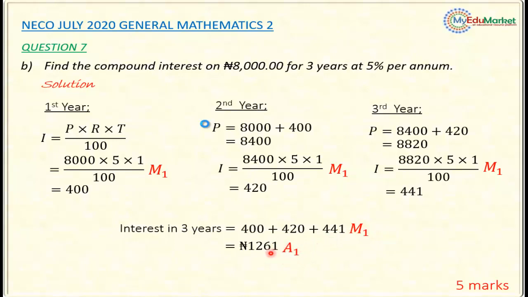After you add, you get 1,261 naira exactly. That earns you another accuracy mark. So in total this question has 5 good marks.